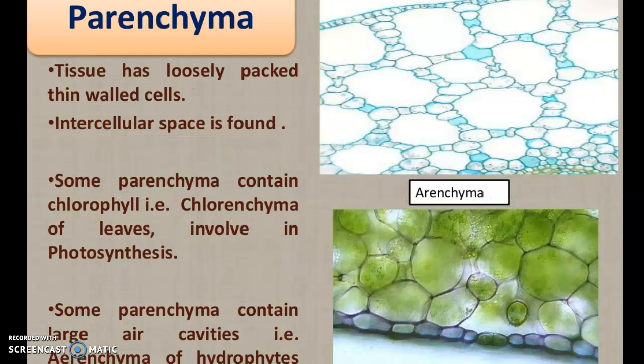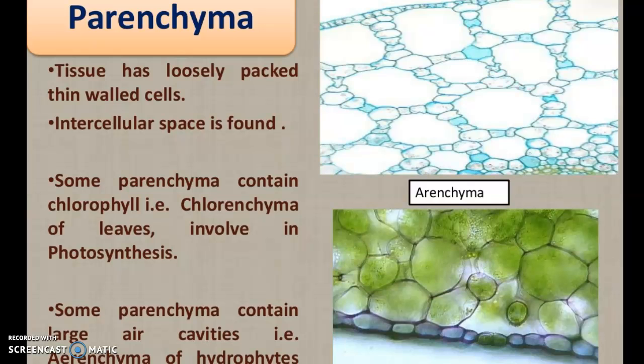Parenchyma tissue is made up of loosely packed thin-walled cells. Intercellular spaces are present between the cells. They also contain chlorophyll. If they contain chlorophyll, then parenchyma tissue is known as chlorenchyma. Mostly chlorenchyma is present in the leaves, and it helps in photosynthesis.